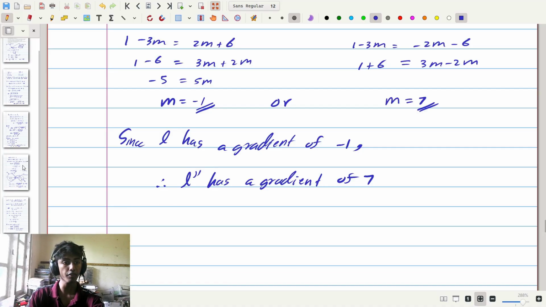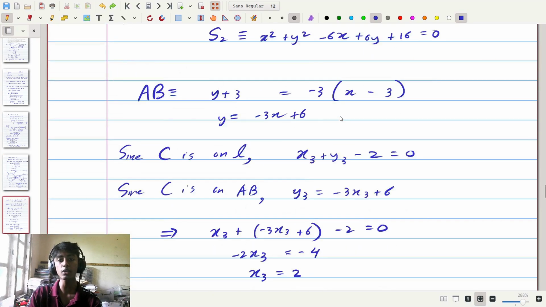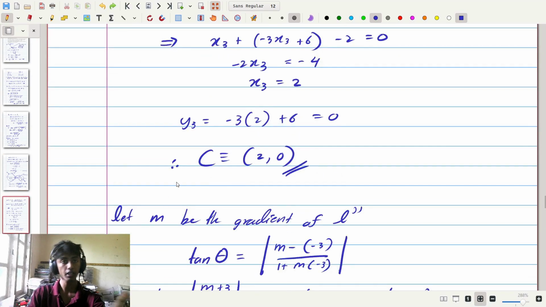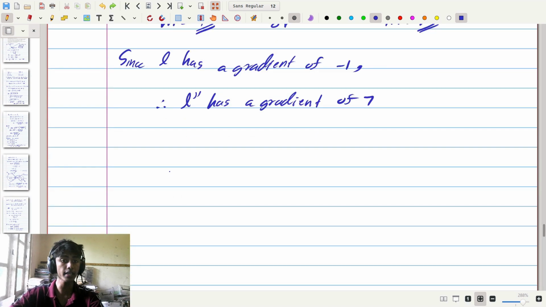We can find it from the fact that not only does L double dash have a gradient of 7, it also passes through the point C, which is x3, y3, which we just found to be equal to 2, 0. According to that, if we substitute into the formula y minus y0 equals m times x minus x0, we can get L double dash being given by y minus 0 equals 7 times x minus 2. This is the formula for the line L double dash.